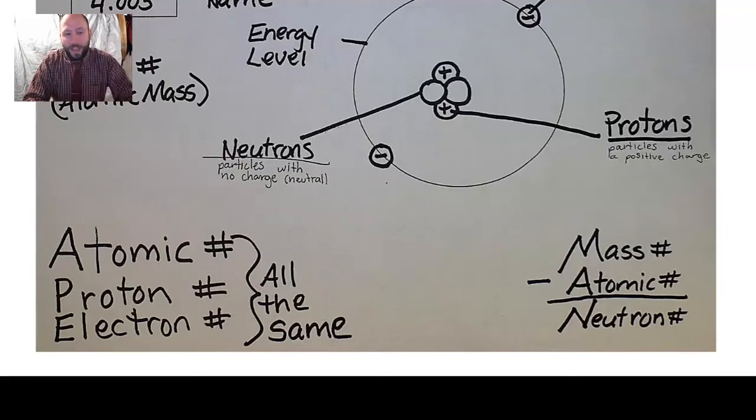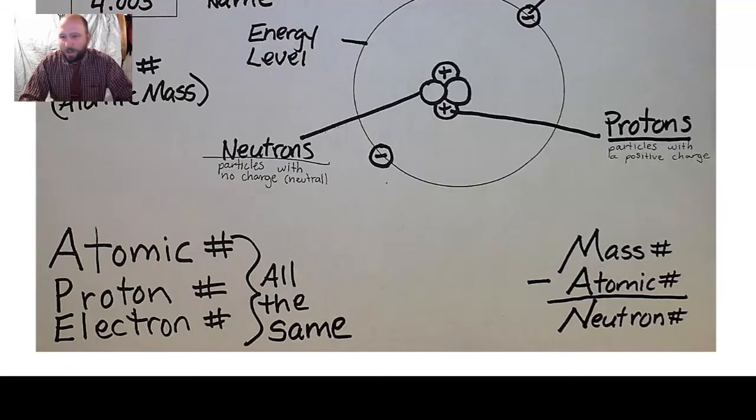And so if I had, I don't know, 2 positive protons and I wanted to balance my atom, I would need to have 2 negative electrons to balance the said atom. And so atomic number, proton number, and electron number will all be the same. So we should be copying this onto our paper, into our notes.